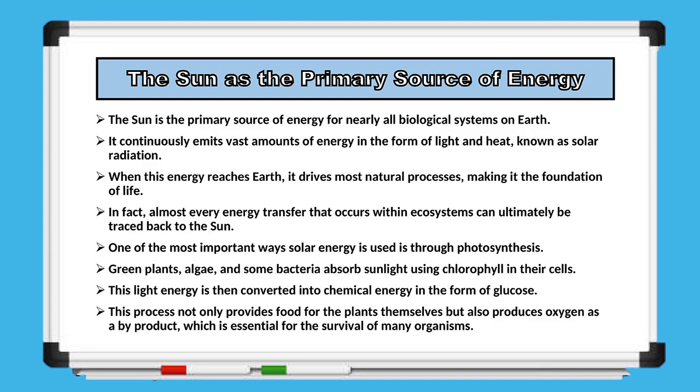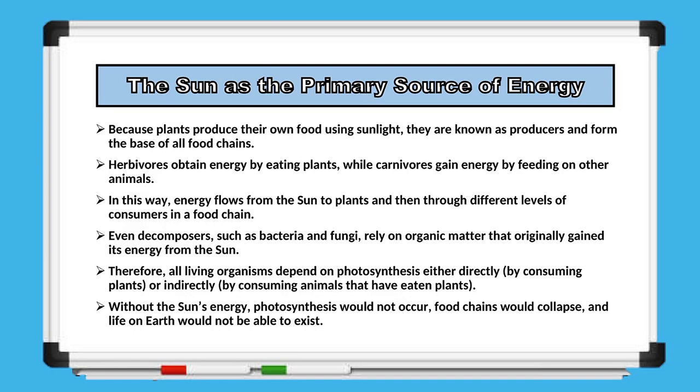One of the most important uses of solar energy is in the process of photosynthesis. Green plants, algae, and some bacteria absorb sunlight using a pigment called chlorophyll present in their cells. This light energy is then converted into chemical energy in the form of glucose, which is used by the plant for growth and survival. At the same time, oxygen is released as a byproduct, which is essential for the survival of most living organisms. Because plants are able to make their own food using sunlight, they are known as producers and they form the base of all food chains.